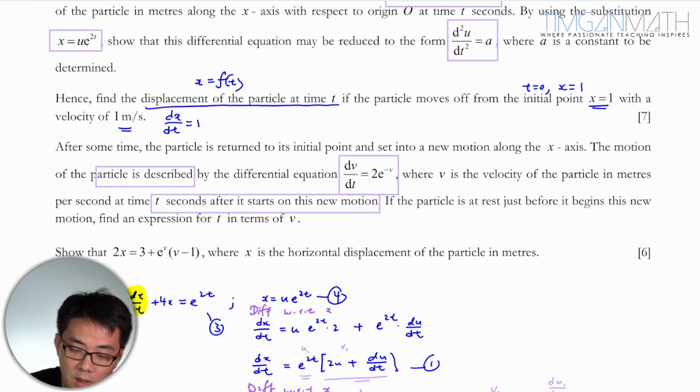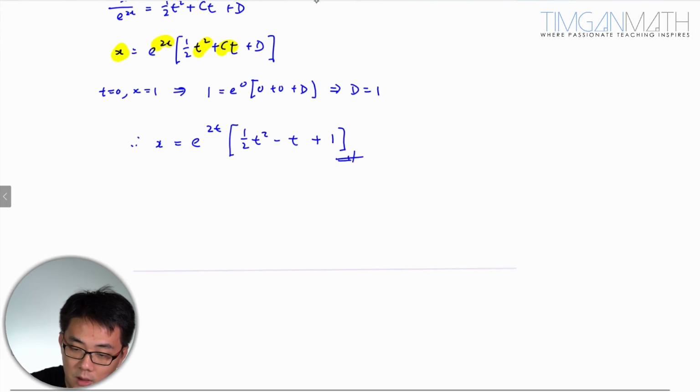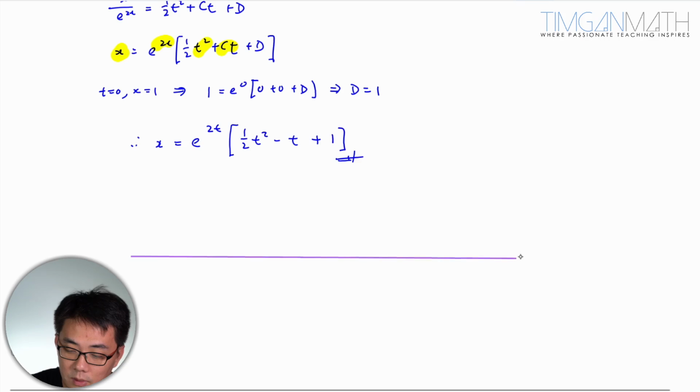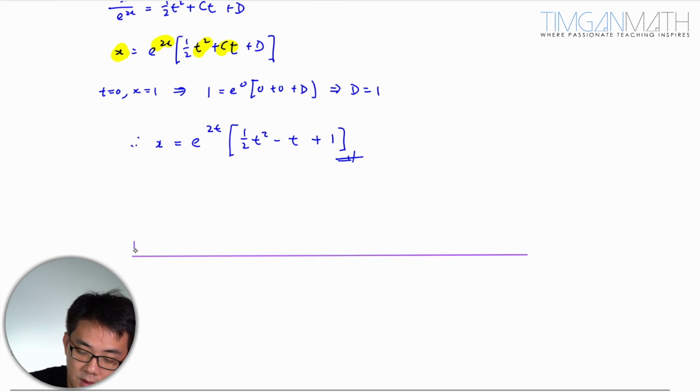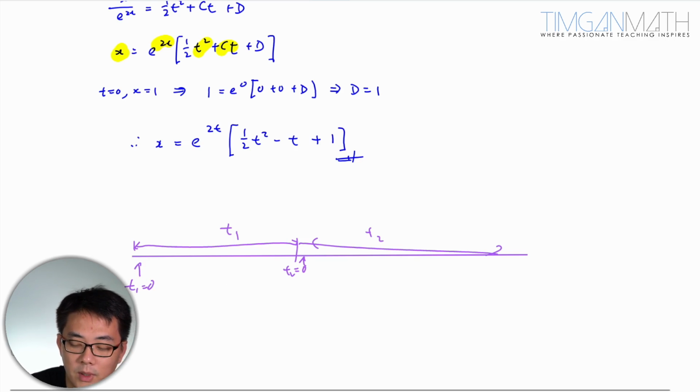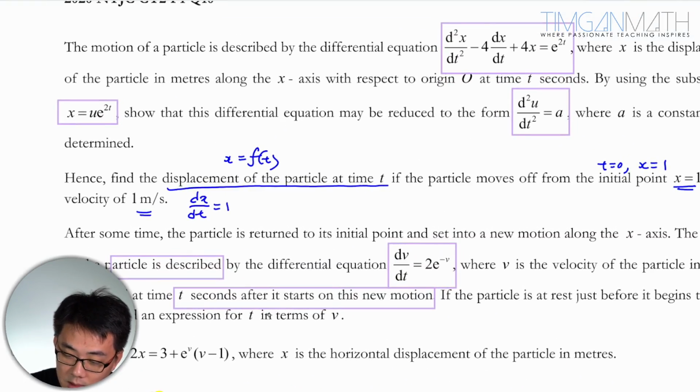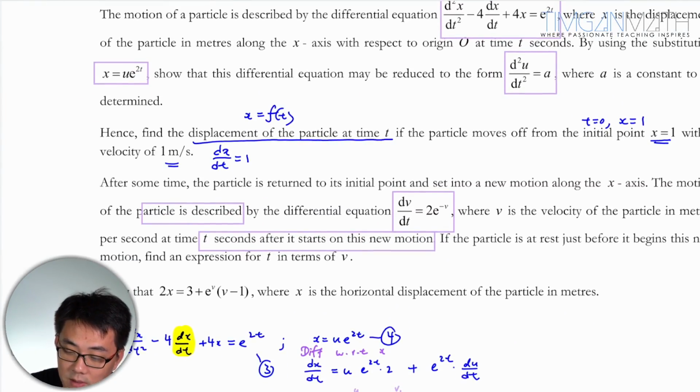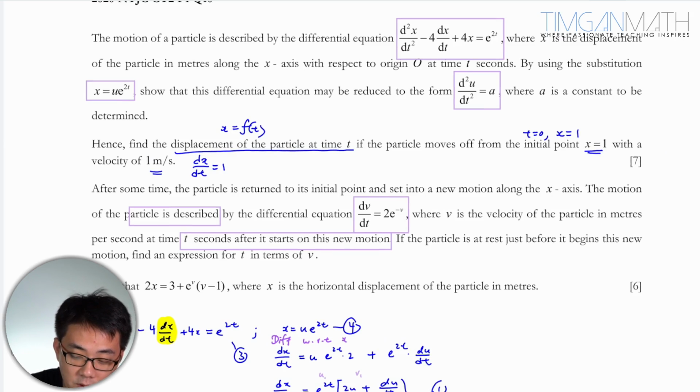So now the question is, if you return back, the first half of the journey, you go back. So this is another set of t1, then this is t2. So this t2 will start from t2 is 0 here. Then this is t1, 0 here. Just remember that it resets because it says it starts from the new motion. If the particle is at rest just before it begins the new motion, find an expression of t in terms of v. So this will be a piecewise function, I believe.